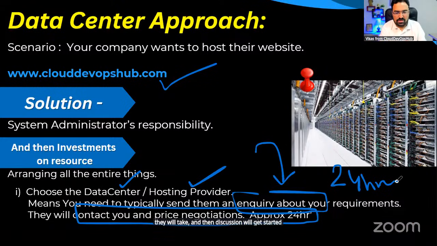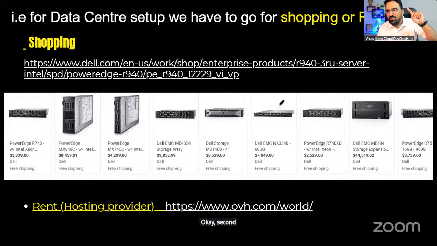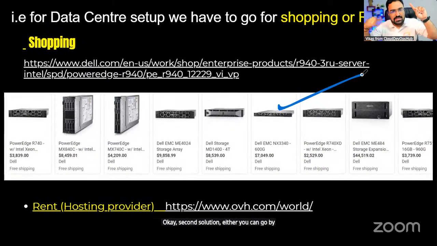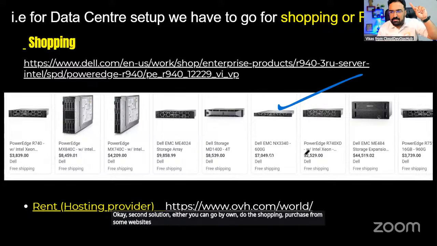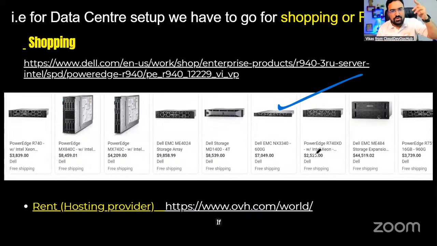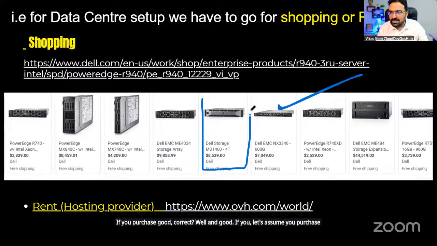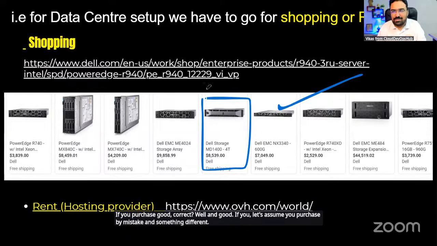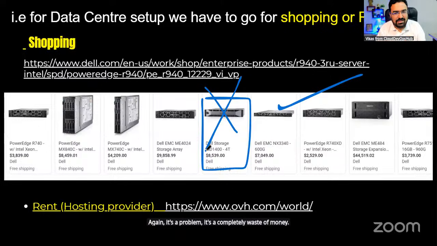First solution. Second solution, either you can go on your own, do the shopping, purchase from some websites based on your need. If you purchase correctly, well and good. If you let's assume purchase by mistake something different, then again it's a problem. It's completely a waste of money. Agree? Yes, no? Sir, this is not fulfilling my requirement. So again, this is a big loss.